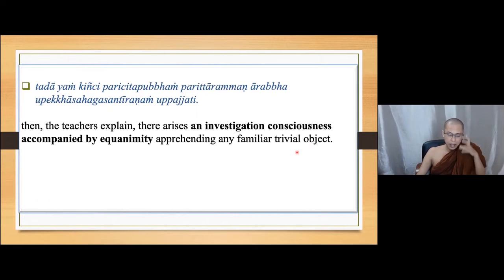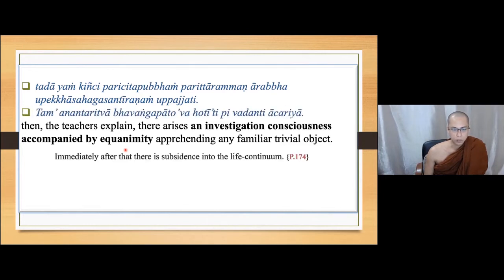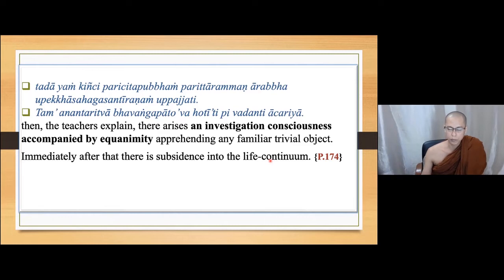So it arises. Here, the object is apprehending any familiar trivial object, so it's an arising object, but we cannot identify which object. But it is already familiar to him, to his mental process, because it was taken many times before in this life. So taking that object, the investigating consciousness accompanied by equanimity arises just after the Domanasa Javana, before the Bhavanga comes. So here it does not perform the registration, but it takes place where the registration would arise, due to the absence of registration. Okay, so that is called the adventitious Bhavanga.